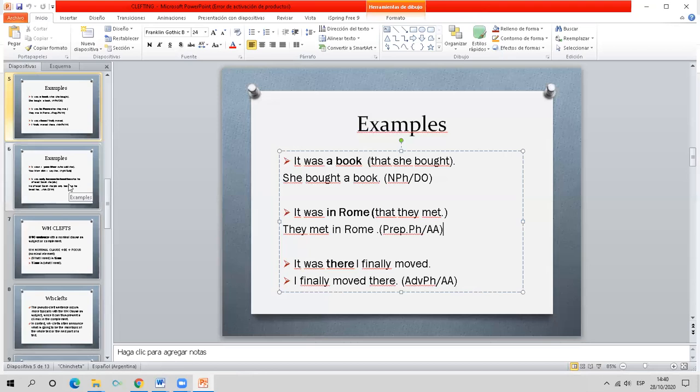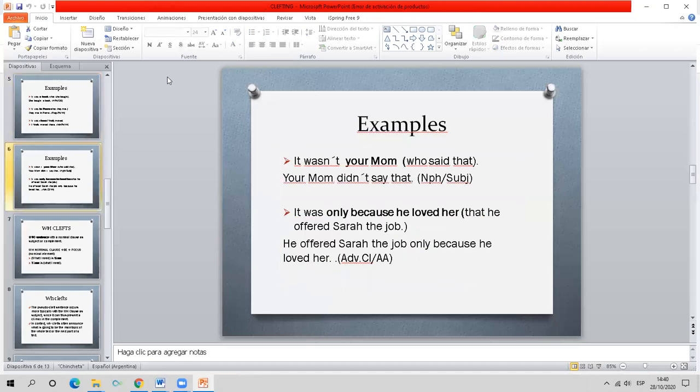There are some other examples here. It wasn't your mom who said that, where you have a noun phrase as subject in the focus. It was only because he loved her that he offered Sarah the job. He offered Sarah the job only because he loved her would be the unmarked version. You see that there we are highlighting the adverbial clause as an adverbial adjunct of reason.